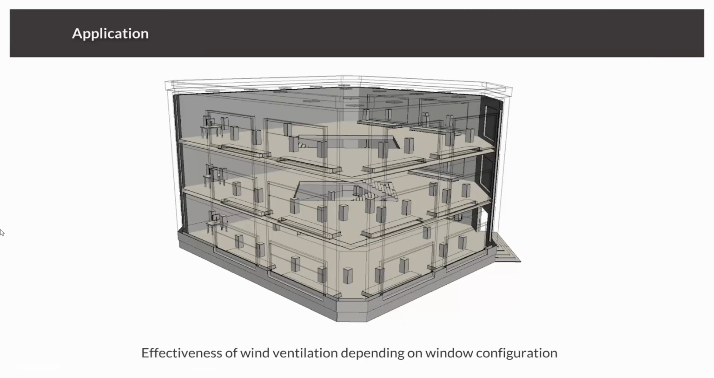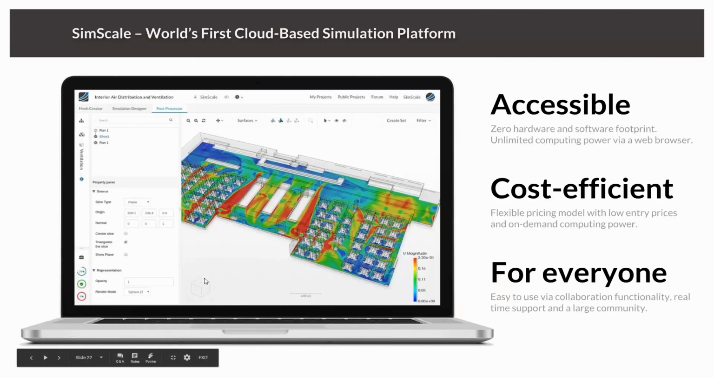Today we're going to take a look at a simulation which is also available in our public simulation library. It's a small warehouse, a small shopping mall, where we want to validate the effectiveness of wind ventilation. As you can see, we have different levels and a lot of windows, and what we want to do is to find out which window configuration will lead to which air exchange rate and which level of thermal comfort.